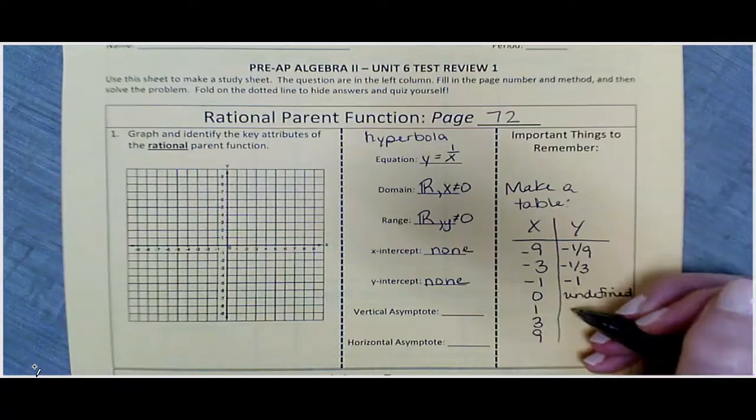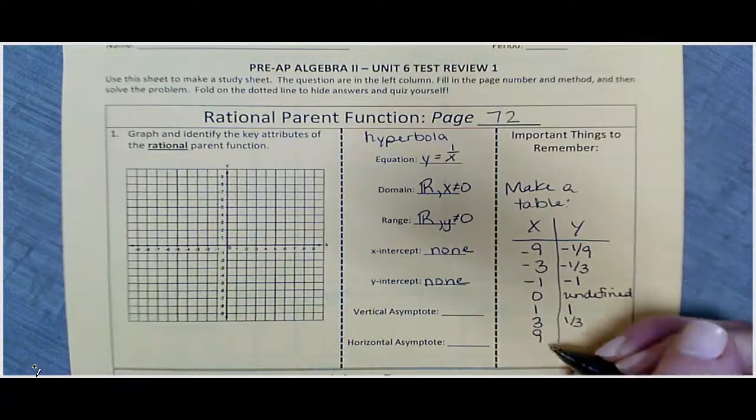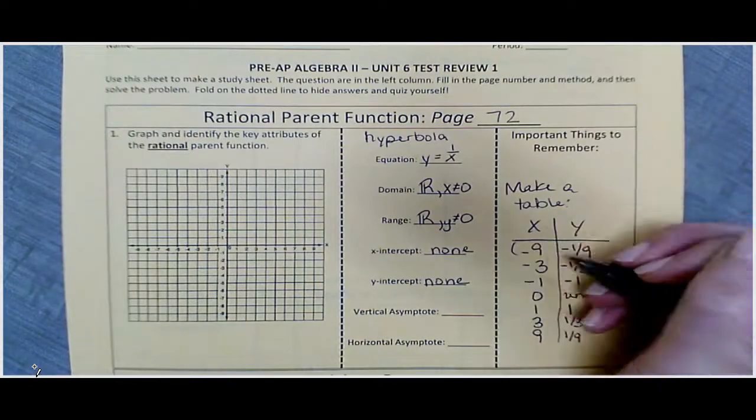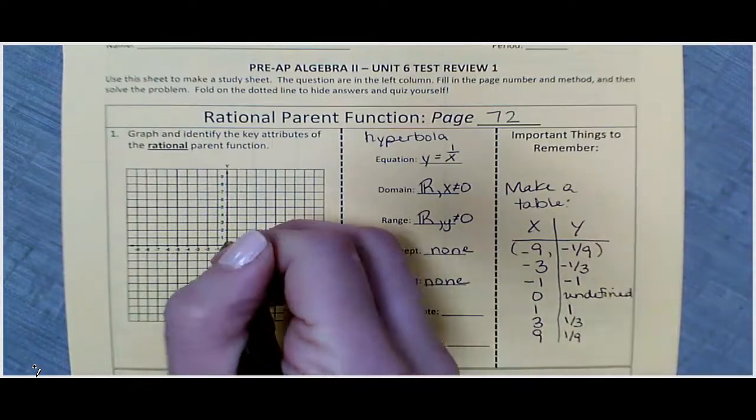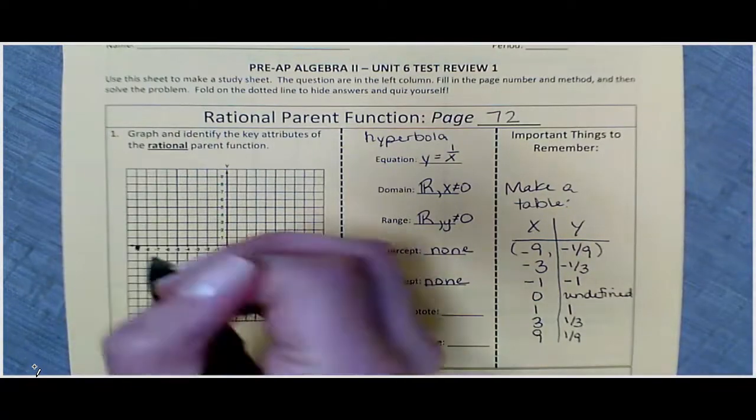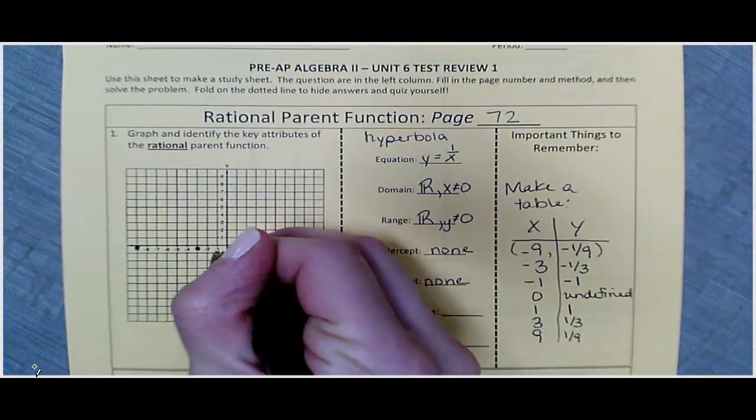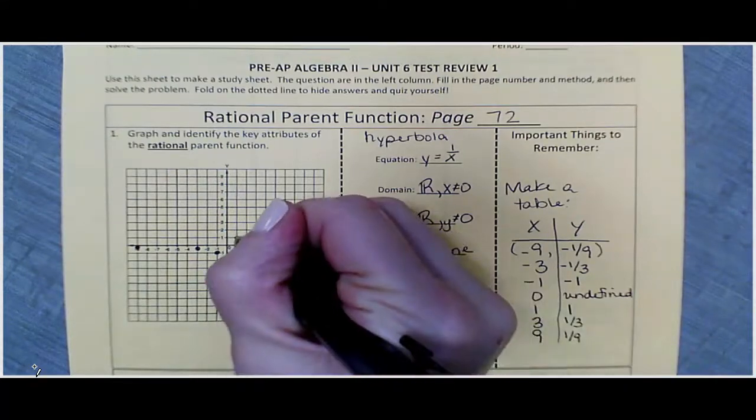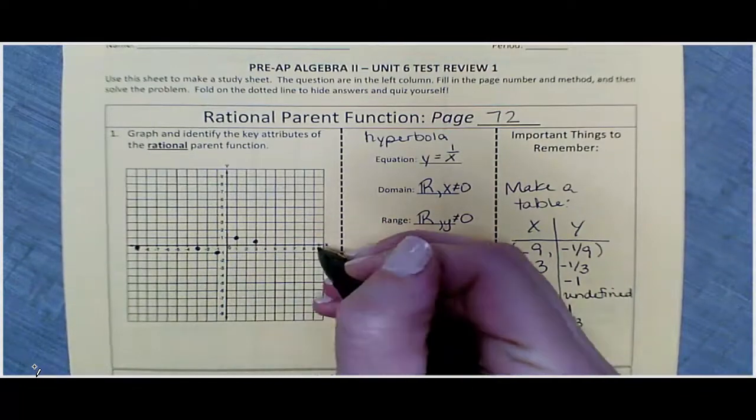When x is 1, 1 over 1 is just 1. When x is 3, y is 1/3. When x is 9, y is 1/9. So if I go plot those ordered pairs, so I can create ordered pairs here, I'm going to have to estimate with the fractions, but that's okay. -9, -1/9, -3, -1/3, -1, -1, 0, nothing, that's undefined because there's an asymptote there. 1, 1, so here's that location. 3, 1/3, and 9, 1/9.